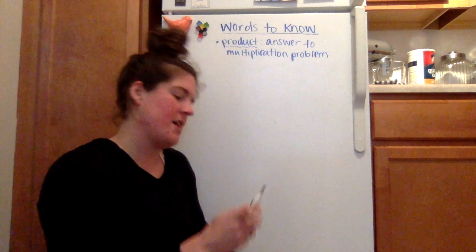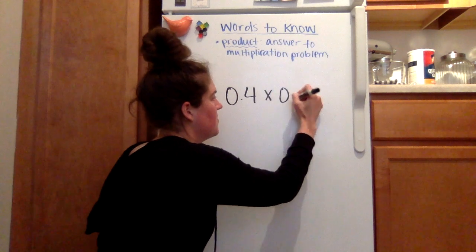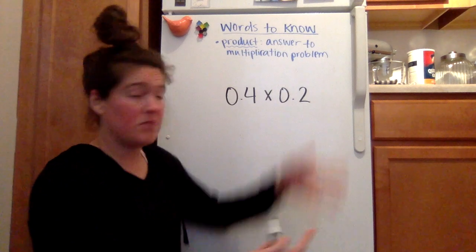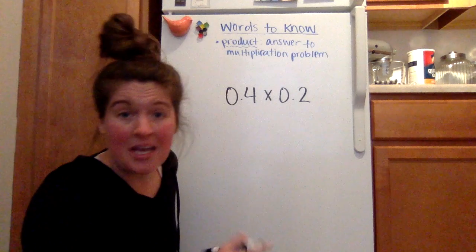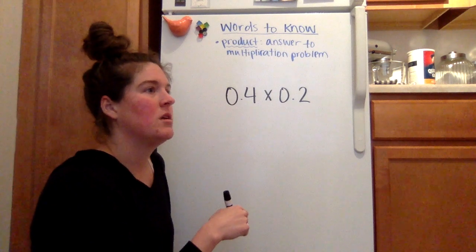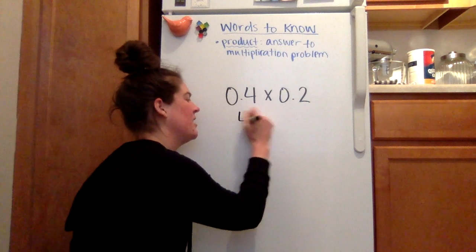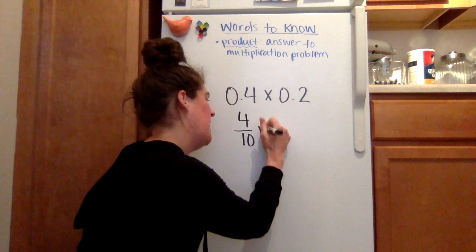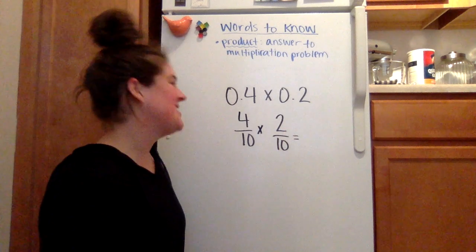And our first question I want you to look at is this. We've got 0 and 4/10 times 0 and 2/10. Look at that. All right, well, I know I haven't taught you how to do that yet, but I've taught you something that you can use, and that is 4/10. If your light bulb just went off in your brain, mine did too. I can write 4/10 as a fraction, as 4/10. Multiply it by 2/10. Same thing. Oh, 2/10.